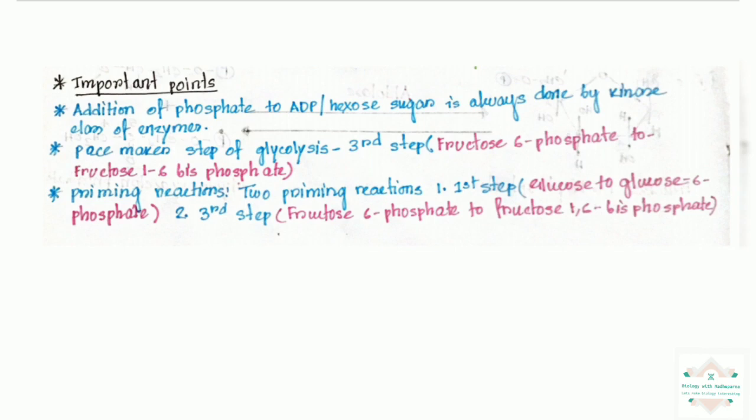Next, the pacemaker step of glycolysis is the third step. Always remember, the third step of glycolysis is the pacemaker step, which is actually helpful to regulate this glycolysis pathway. In this step, fructose 6-phosphate is converted to fructose 1,6-bisphosphate. Next point is priming reactions. There are 2 priming reactions in the whole glycolysis pathway. The first one is glucose to glucose 6-phosphate conversion, and the second is the third step, in which fructose 6-phosphate is converted into fructose 1,6-bisphosphate.